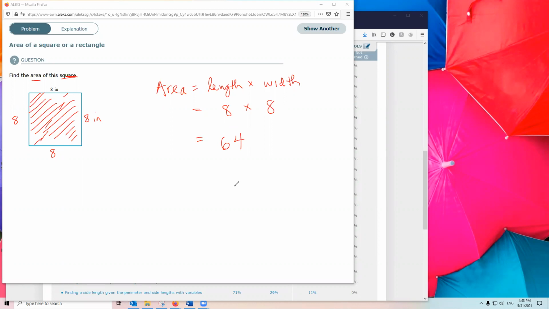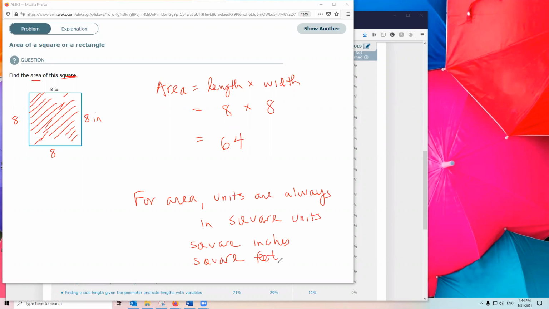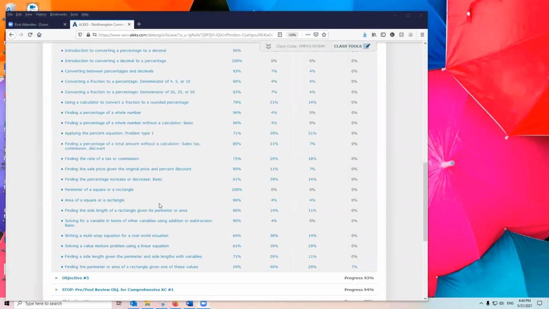Now, the one thing you got to be careful about is units. For area, units are always measured in square units. So it might be square inches, square feet, and so on. In our case, it was inches that we started with, so this would be square inches as our answer. So the answer would be 64 square inches. All right, let's do a couple more examples.